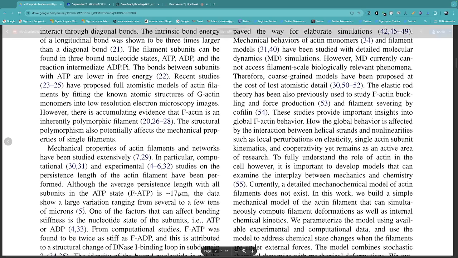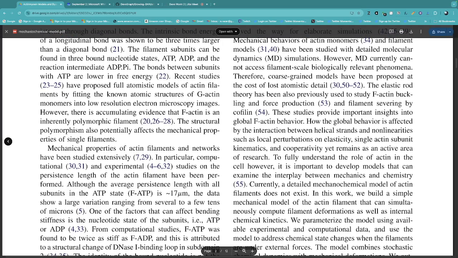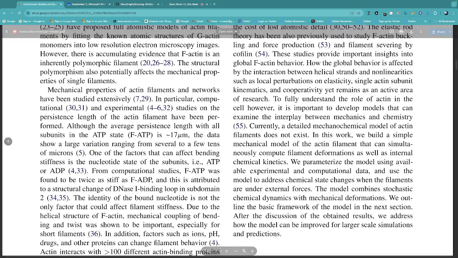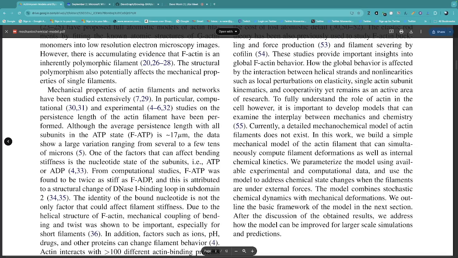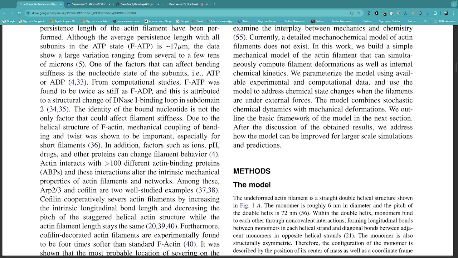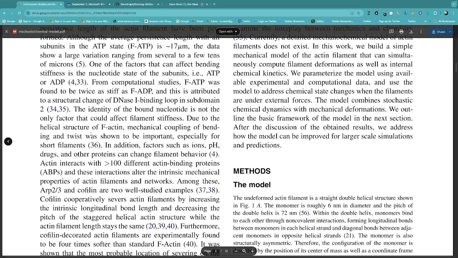So they parameterize a lot of the biochemistry in this paper. One of the factors that can affect bending stiffness is the nucleotide state of the subunits, ATP or ADP. From computational studies, F-ATP was found to be twice as stiff as F-ADP, and this is attributed to a structural change in the DNase-1 binding loop in subdomain 2. So they're getting down to the structural biology of this. And so they're actually looking at the helical structure of F-actin and how that contributes to the mechanical coupling of bending and twisting. This is especially true for shorter filaments where it's more important.